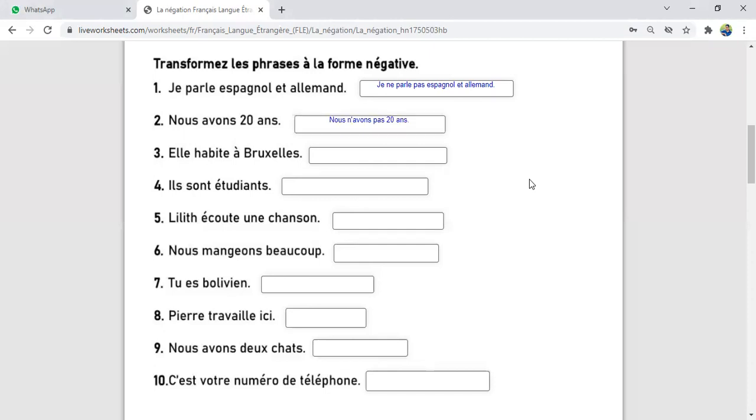Next one. Nous avons, if you miss something, ask me. Nous avons 20 ans. We are 20 years old. When it comes to nous n'avons pas 20 ans, we are not 20 years old. Teacher, I sent you my answers. Received. Check your one.